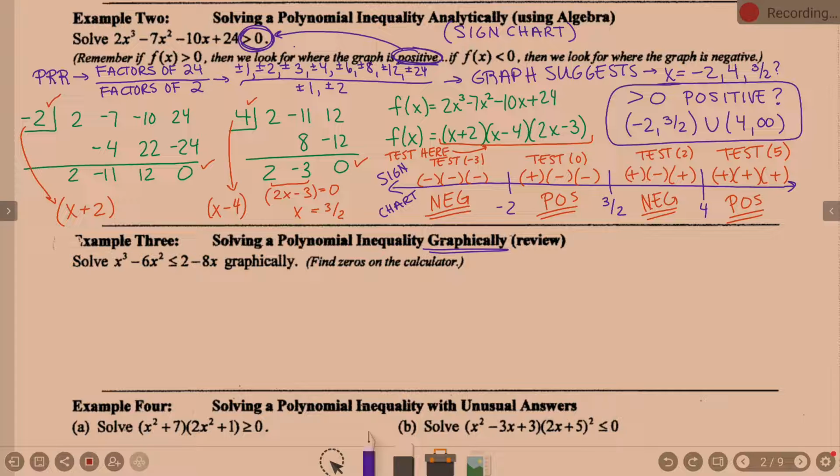So if you will, please, rearrange your equation. I'm going to subtract 2 and add 8x over to the left. And then when I do that, I'm going to have x cubed minus 6x squared plus 8x minus 2 is less than or equal to 0. If it's not in a form that has 0 on one side, you need to start there. We need to get it with 0 on one side.